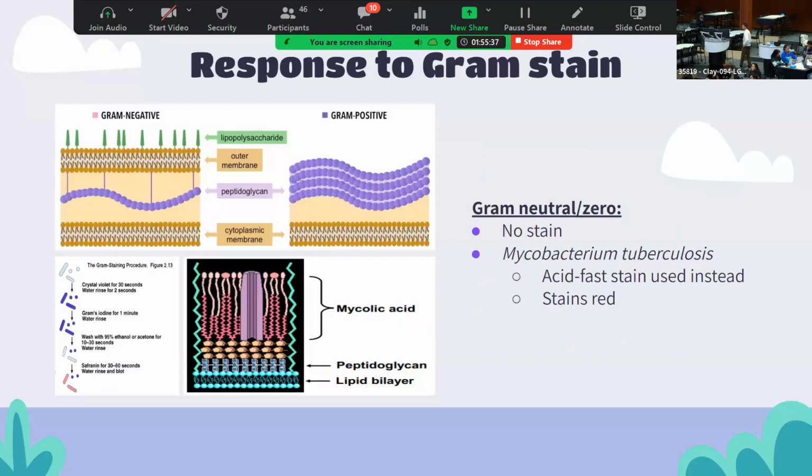And then you've also got gram-neutral, gram-zero, so these don't stain. The only one you really need to know for this course is Mycobacterium tuberculosis. Because of the mycolic acid, none of the stains actually stay. So we use an acid fast stain instead, and that stains red.